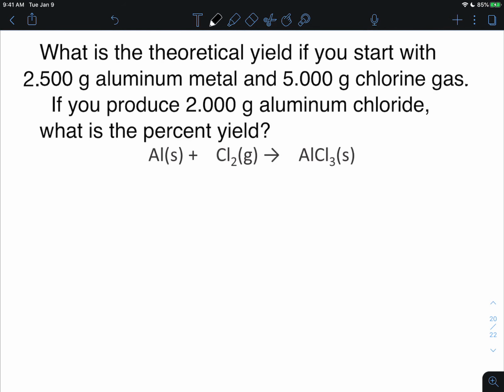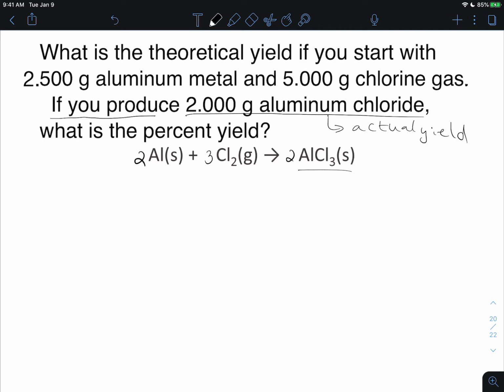Let's try an example. Let's figure out what our theoretical yield is if we start out with 2.500 grams of aluminum metal and 5.00 grams of chlorine gas. We only have one product, so that's what we're looking for our theoretical yield of. And if we produce 2.00 grams of aluminum chloride, what is our percent yield? So we're going to look at our theoretical yield and our percent yield. First thing we need to do is balance our equation. So we're going to put a 3 here, a 2 here, and a 2 here, and we are balanced. If you produce 2 grams of aluminum chloride, this is our actual yield. So what someone weighed out. Not in actuality, it's something I just made up, but we'll pretend.